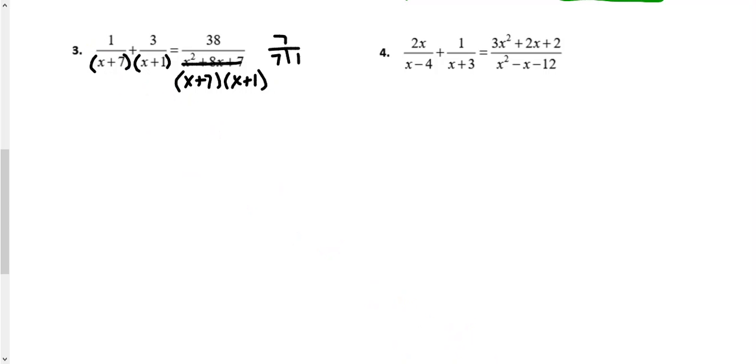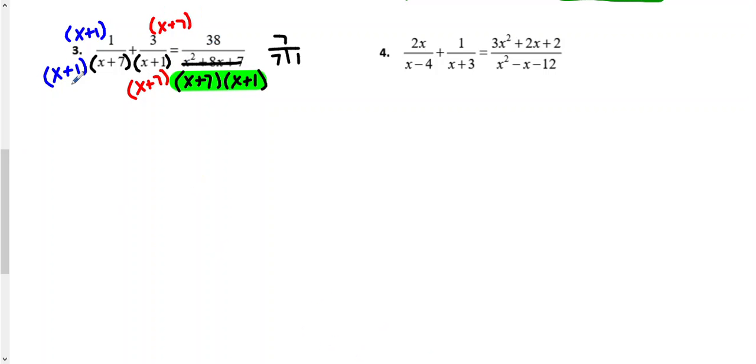Now we need to make everything the same. Because this one has two factors, x plus 7 and x plus 1, everyone needs the same thing. So this first one has an x plus 7. It needs x plus 1, top and bottom. This middle one just has the x plus 1, so it needs the x plus 7, top and bottom.